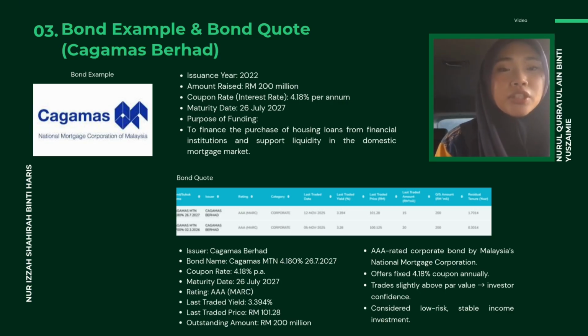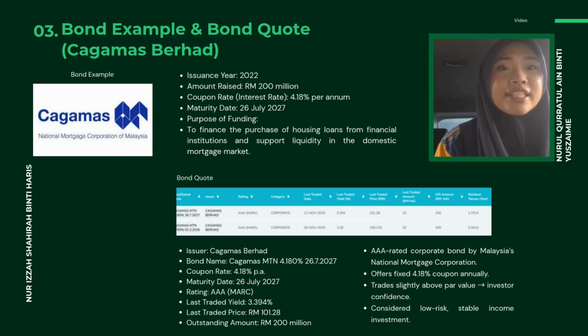The main purpose of this issuance was to finance the purchase of housing loans from financial institutions and to support liquidity in the domestic mortgage market. In simple terms, this means Cagamas helps banks and lenders free up their funds so they can continue giving out more housing loans to Malaysians.